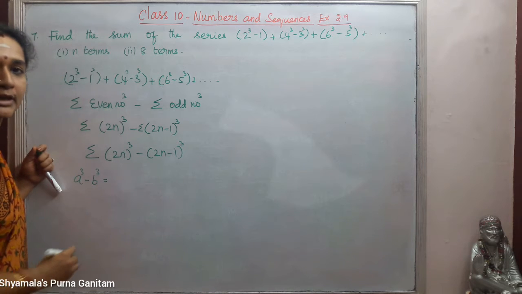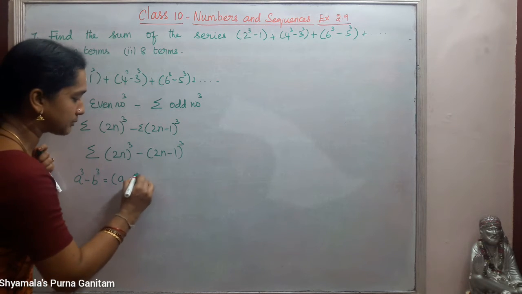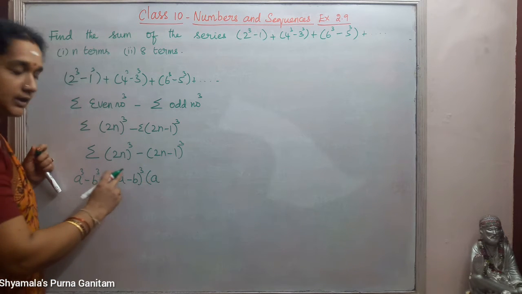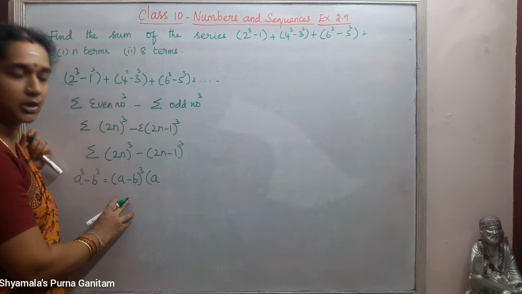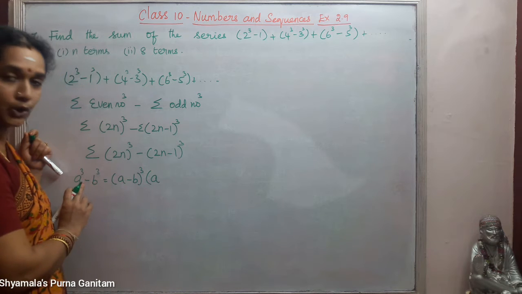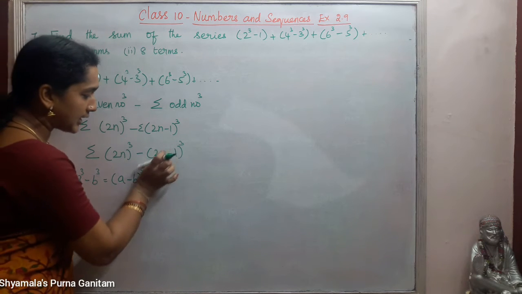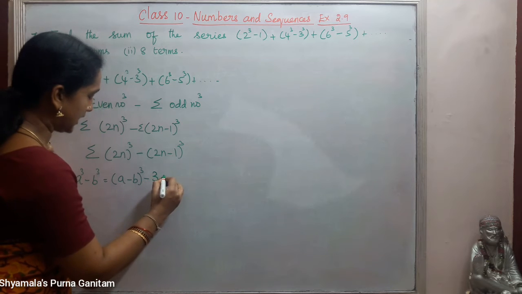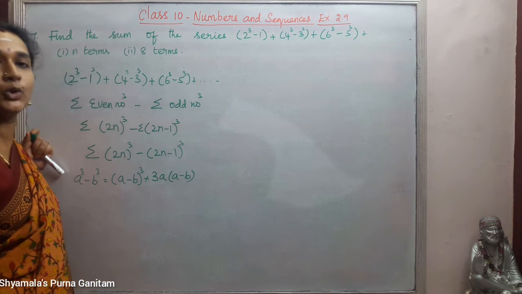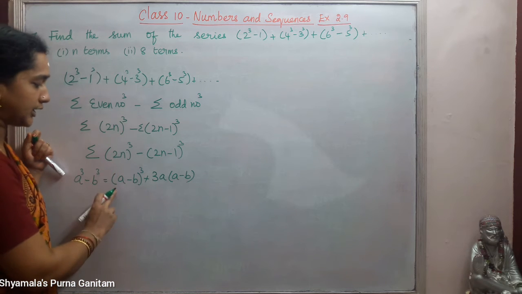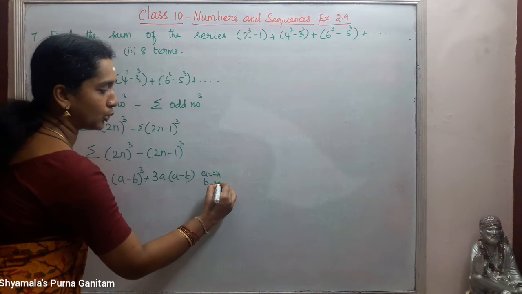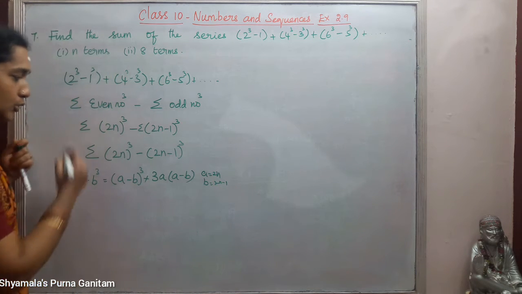So the a cube minus b cube formula is a minus b the whole cube plus 3a into b into a minus b. This is the formula. So here we will take a is equal to 2n and b is equal to 2n minus 1 and substitute it in the formula.